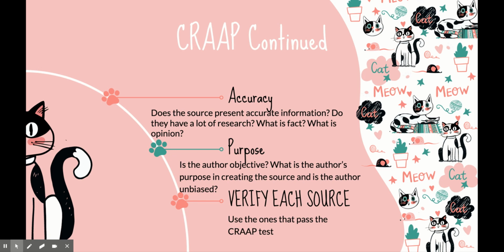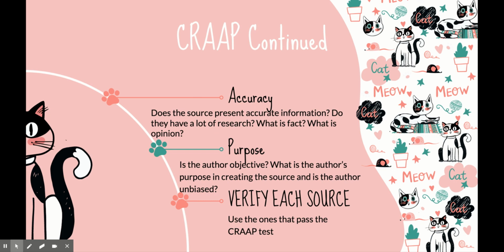Continuing on with the CRAP test, the next A is accuracy. Okay. Does the source present accurate information? Do they have a lot of research? What is fact versus what is opinion? And being able to determine that. When are they citing fact, but when are they citing opinion? Does their opinion match their facts? Do they have backup for their opinions, evidence for their claims? How accurate is everything? And then the final thing is purpose.